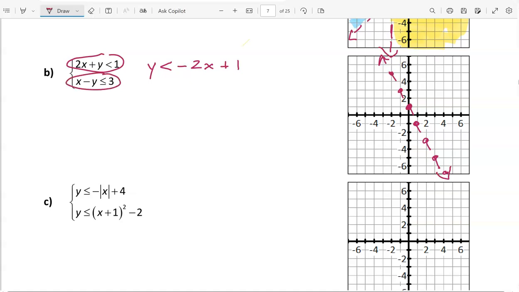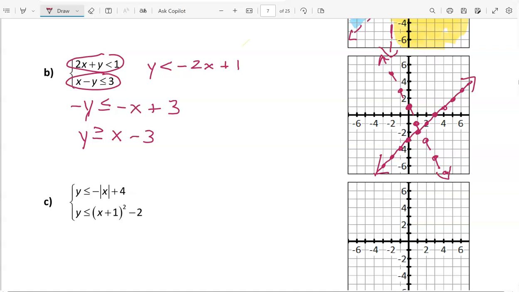Now let's work with our second inequality. I'm solving for y by subtracting x from both sides, and now divide through by negative 1, which changes the direction of the inequality. So y is greater than x minus 3, and this line, y equals x minus 3, will get a solid line since or equal to is included in the inequality.